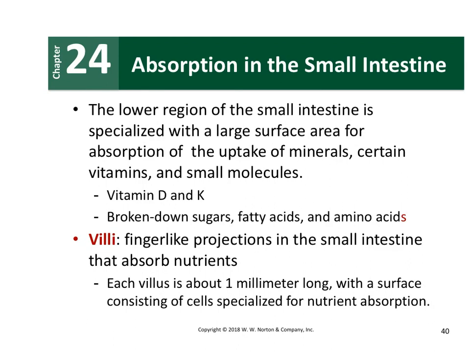So, absorption in the small intestine. The lower region of the small intestine is specialized, again, with a large surface area for absorption, the uptake of minerals, certain vitamins, and small molecules, including vitamins D and K, broken down sugars, fatty acids, and amino acids. The small areas with large surface area are called the villi, finger-like projections in the small intestine that absorb nutrients. Each villus is about 1 millimeter long, with a surface consisting of cells specialized for nutrient absorption.